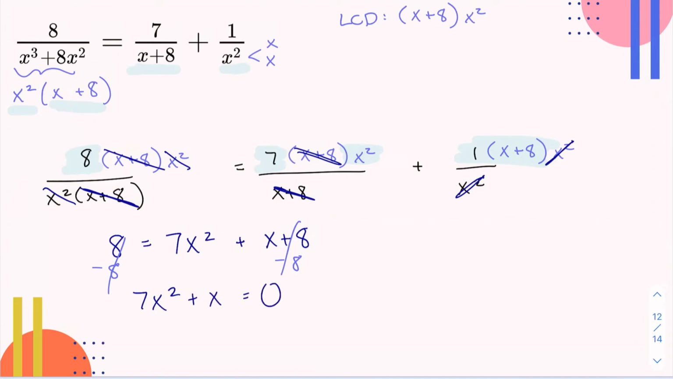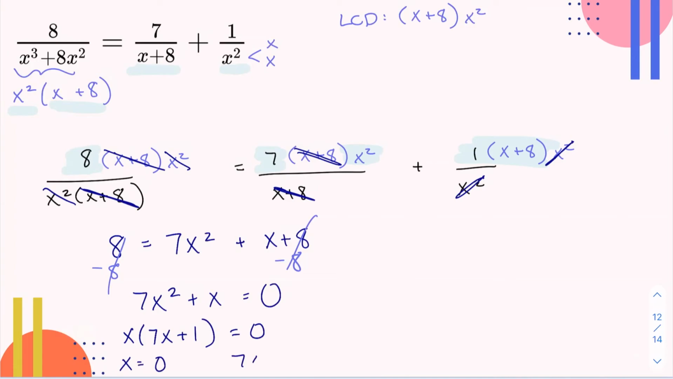Again, we just have a 2-term quadratic, so we're not really asking ourselves, what multiplies to something and adds to something. I'm just asking myself, is there a GCF? Is there a common factor? So we can see that they have an x in common. So I pull out the x, and I'm left with 7x plus 1, right? Because 7x squared divided by x is 7x. x divided by x is 1. Then I'm going to set both factors equal to 0. 7x equals negative 1, which is going to be x equals negative 1/7.